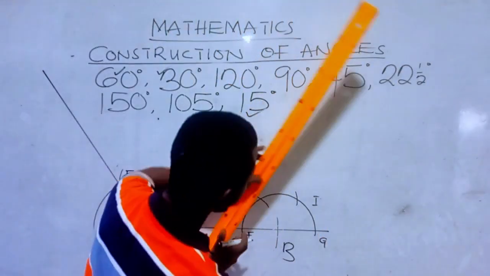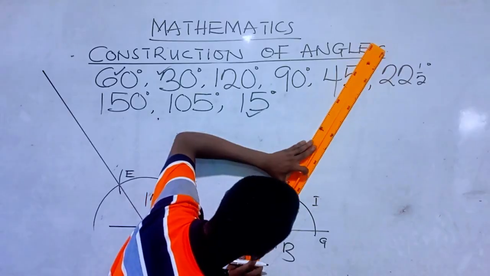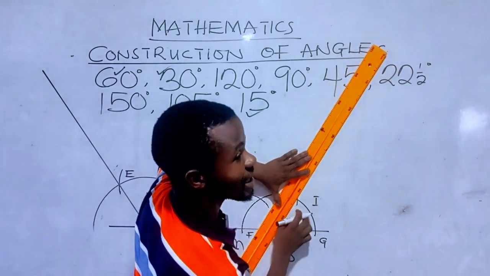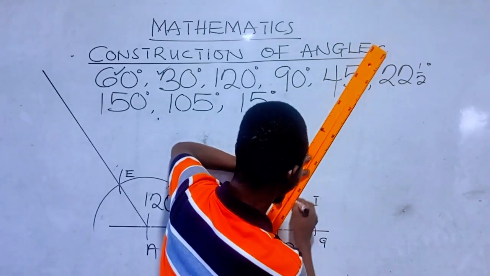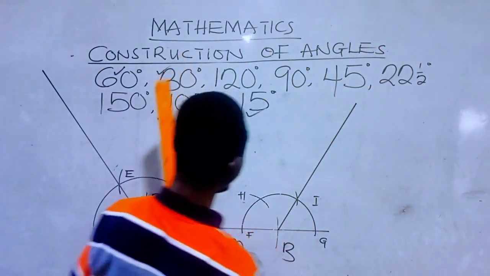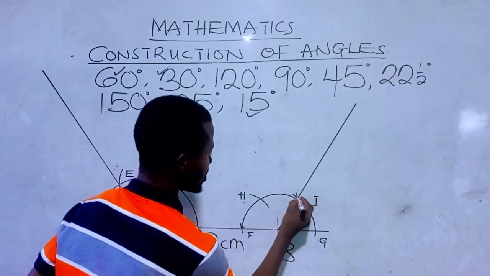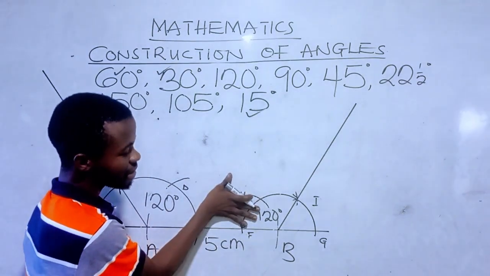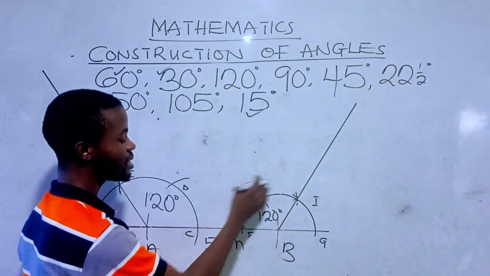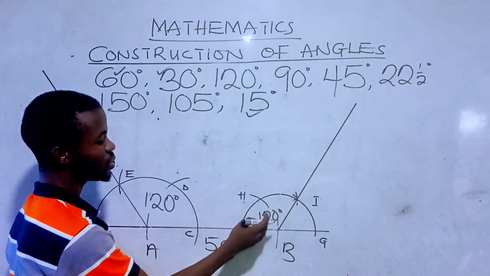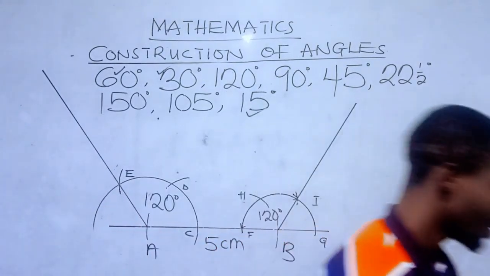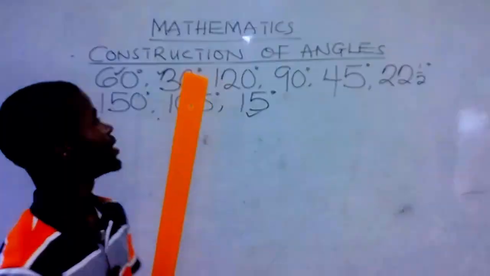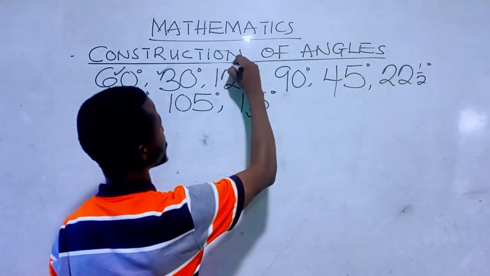So my 120 degrees will be, I'll draw the line from B to pass through I. If I say I, it means where the arc intersected the semicircle. I'll draw my line like this. Now from this side to this side is 120 degrees. Here is 60 degrees and here is 60 degrees. So 60 plus 60 will give me 120 degrees. Now we are done with the 120 degrees.